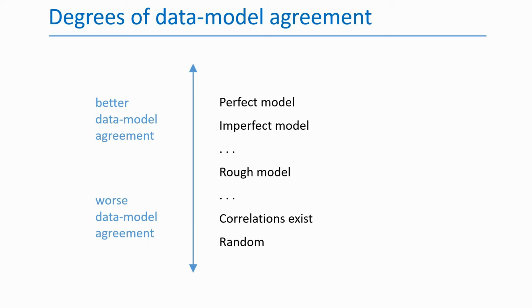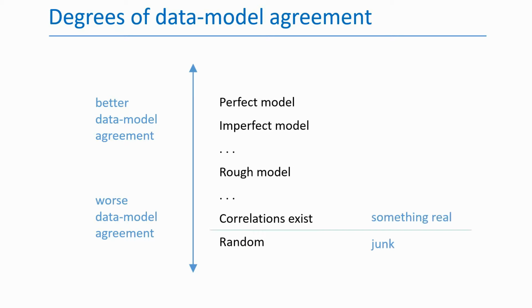So what is the verdict of the study? In the simplest understanding, an experiment can either prove or disprove a hypothesis. But in fact, it's quite a bit more complicated than that. We can think of data model agreement as existing along a spectrum. At the lowest end is randomness. Here, the data and the model are not correlated at all. That means that you haven't proven anything.